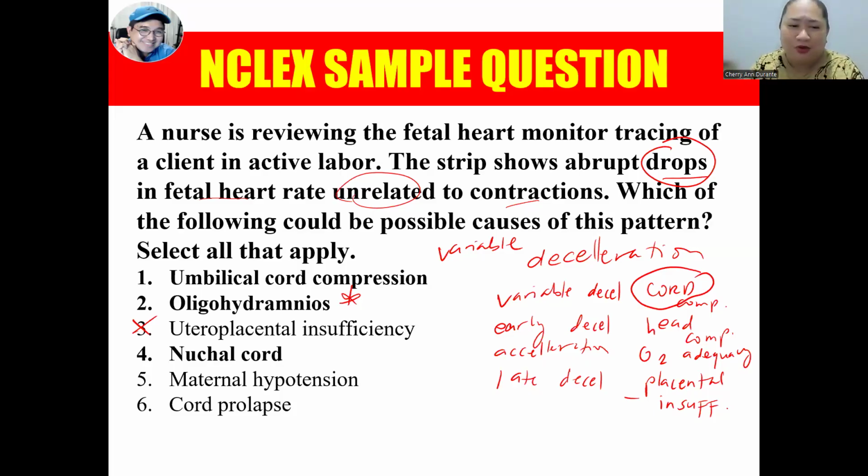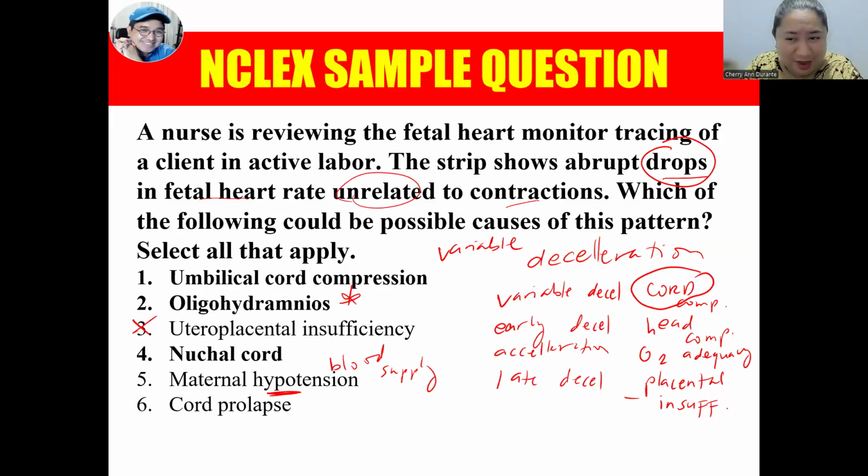Maternal hypotension. Question. When you say hypotension, what does it involve? Does it involve blood supply? So when you say blood supply problems, to what deceleration is it usually associated with? Lack of blood supply, because the mother is hypotensive, so there is lack of blood going to the baby. What is that?